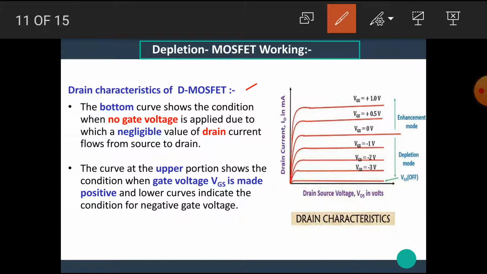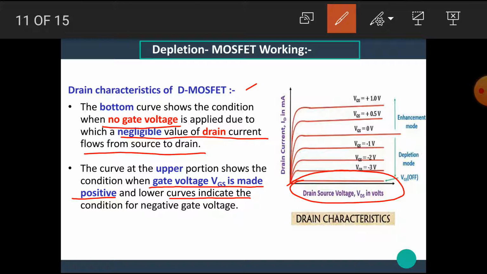The bottom curve shows the condition when no gate voltage is applied, due to which the negative value of drain current flows from source to drain. That means this area shows when no voltage is applied across the gate to source. The curve at the upper portion shows the condition when the gate voltage VGS is made positive, and the lower curves indicate the condition for the negative gate voltage. That means this area shows the VGS for negative and this area shows VGS for positive.